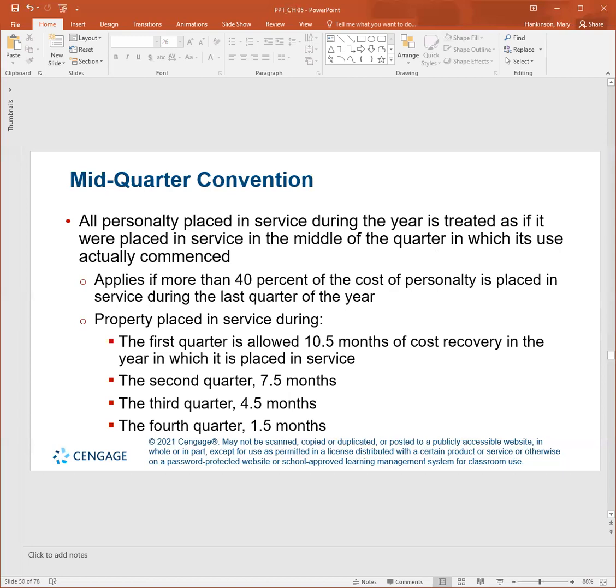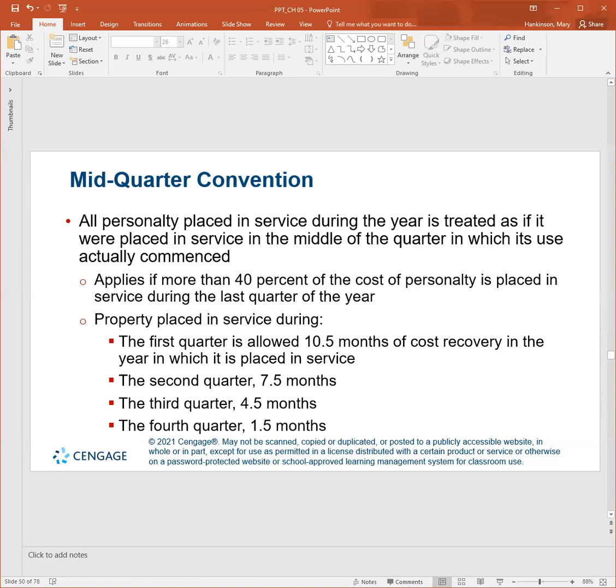To limit this unintended benefit, Congress added the mid-quarter convention, and the mid-quarter convention applies if more than 40% of the cost of personalty is placed in service during the last quarter of the year. Under this convention, all personalty placed in service during the year is treated as if it were placed in service in the middle of the quarter in which its use actually commenced.